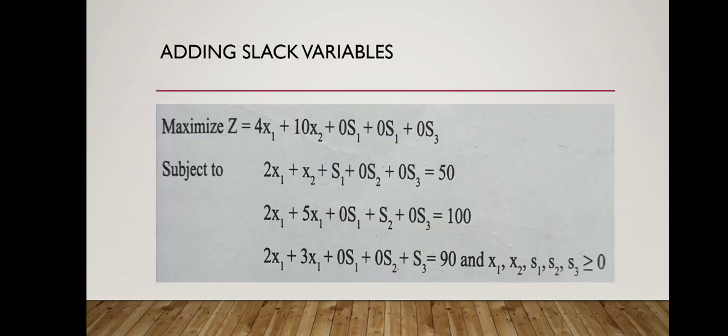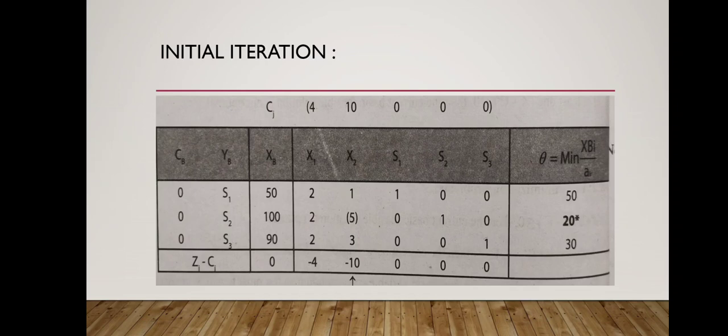By introducing the slack variables s1, s2 and s3, the problem is in standard form. So that becomes maximize z is equal to 4x1 plus 10x2 plus 0s1 plus 0s2 plus 0s3. Since there are 3 equations with 5 variables, the initial basic feasible solution is obtained by equating 2 variables to 0. The initial basic feasible solution is s1 is equal to 50, s2 is equal to 100 and s3 is equal to 90, with x1 and x2 non-basic. This is the initial iteration table.